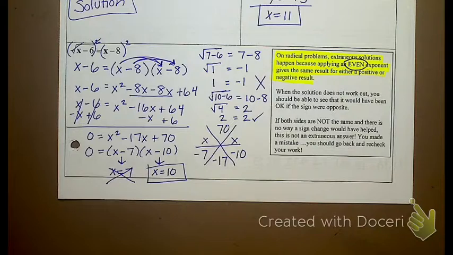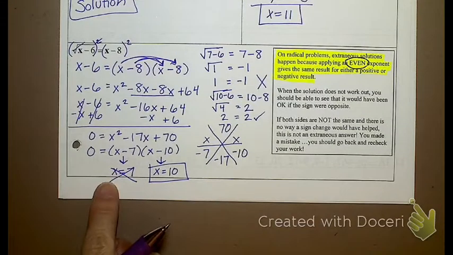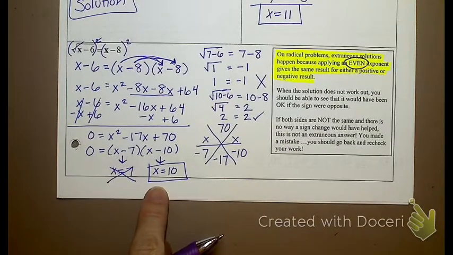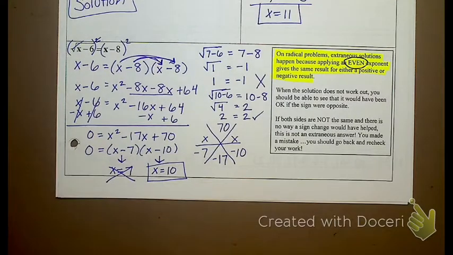Because no solution means that no answer is good. I have a good answer. That one is not the good answer, but I still have a good answer. You only use no solution when all of your possible answers are extraneous, when they all get knocked out.